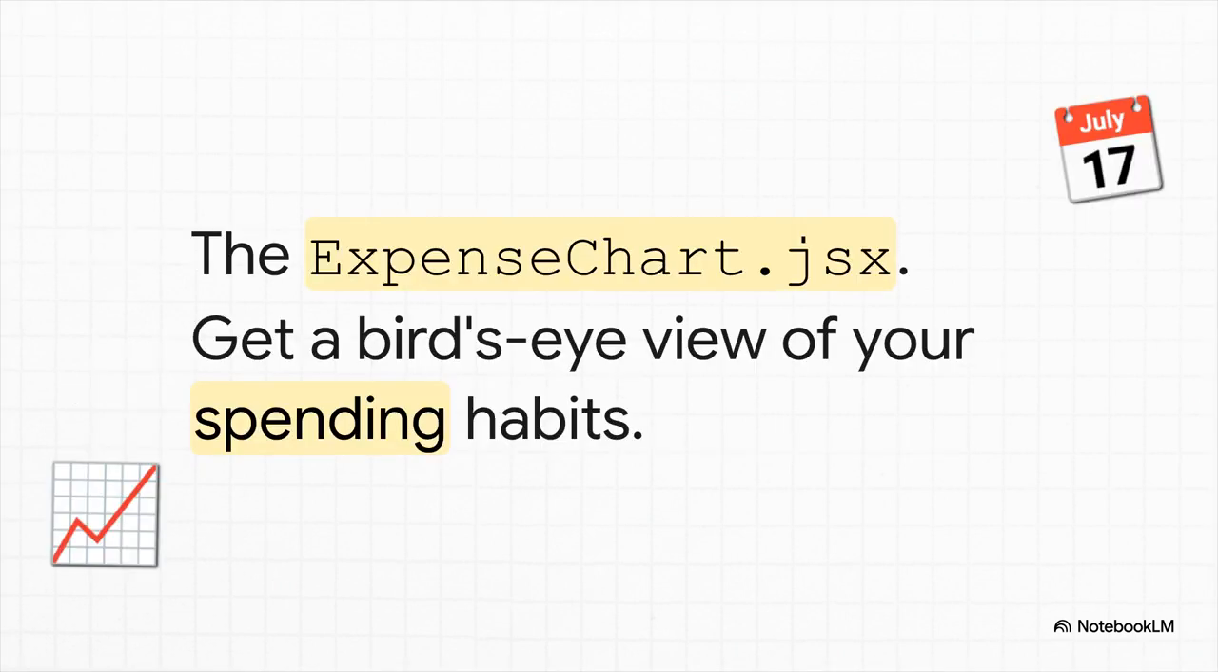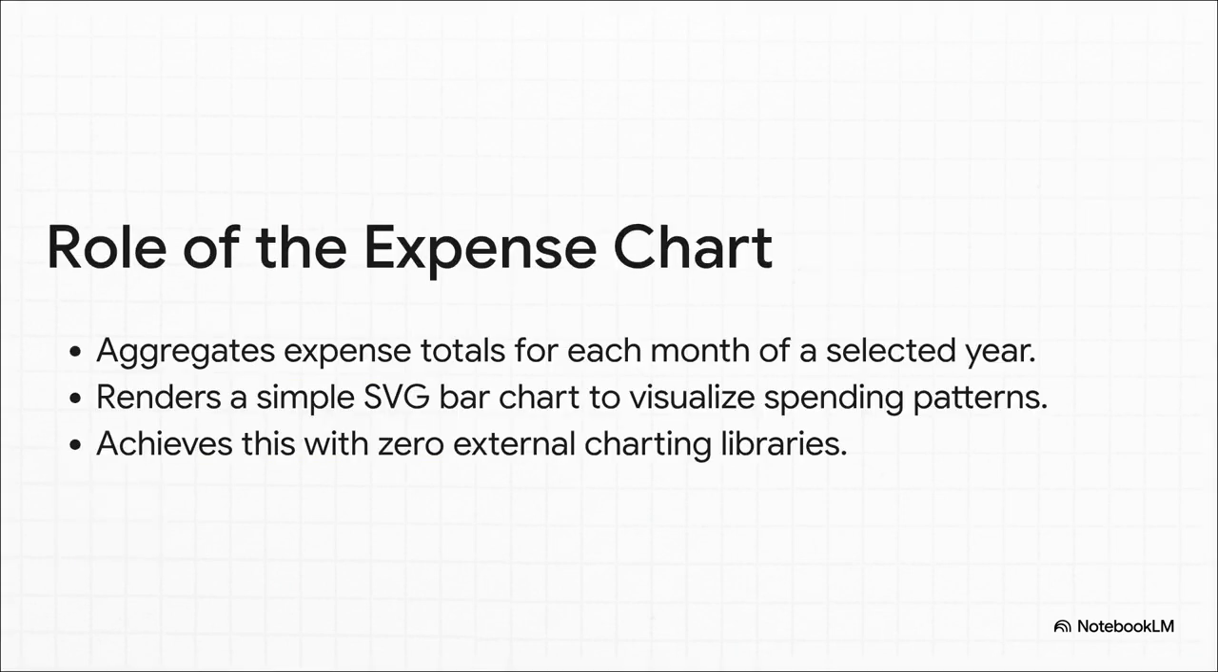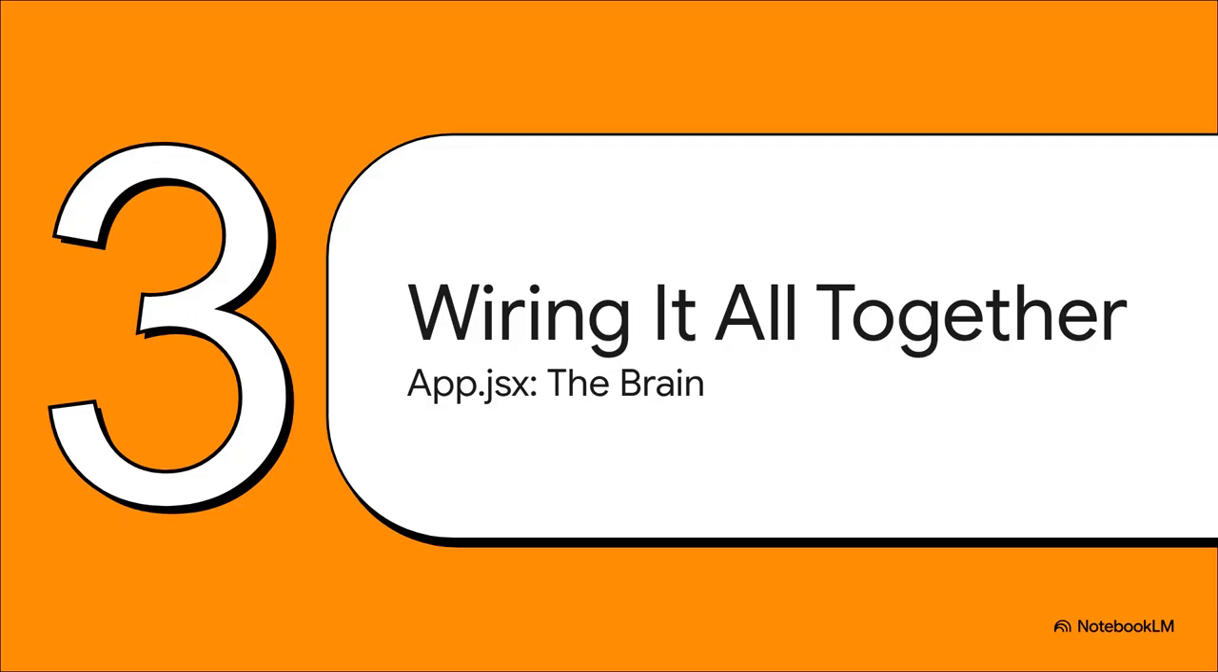And last but not least, to get that high-level, bird's-eye view of your spending, we have our fourth component, the expense chart. This little chart does one thing and does it well. It crunches the numbers for whatever year you've selected and shows you your spending month by month in a simple bar chart. But you know what's maybe the most impressive thing about it? It has zero external dependencies. No heavy charting libraries. This is all just pure JSX and SVG, proving you can build some pretty cool visualizations without bloating your project.